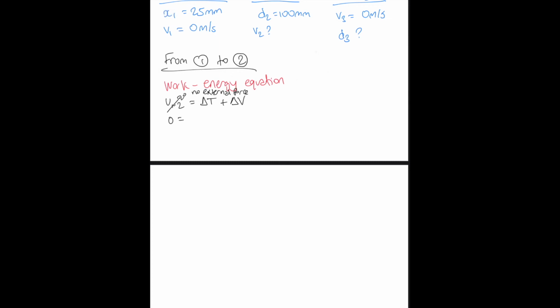So 0 is equal to half m (v2 squared minus v1 squared) plus half k (x2 squared minus x1 squared) minus mg (h2 minus h1). So this is negative here because it's going down, the cart is going down. And v1 we know is equal to 0, and h1 is also equal to 0.